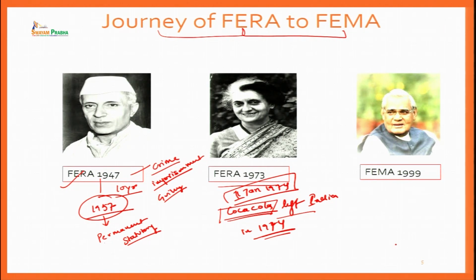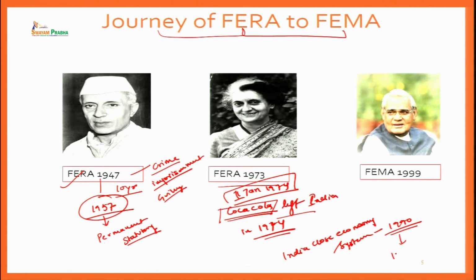Thereafter, this continued to be the practice for controlling and making India a closed economy. India kept on following the closed economic system till 1990. In the year 1990, what happened?